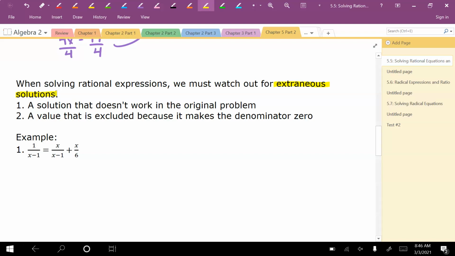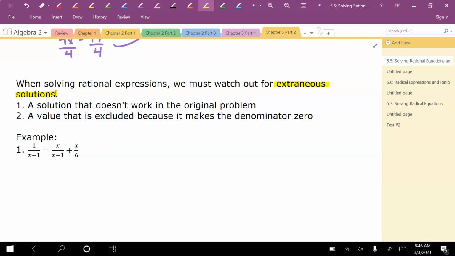Another situation that you want to look out for is if a value gets excluded because it causes your denominator to equal 0. So back when you guys were first starting with multiplying and dividing and adding and subtracting those rational expressions, you had to state which values x couldn't equal because it caused you to get a 0 in the denominator. You want to make sure that you still watch out for those kind of situations.